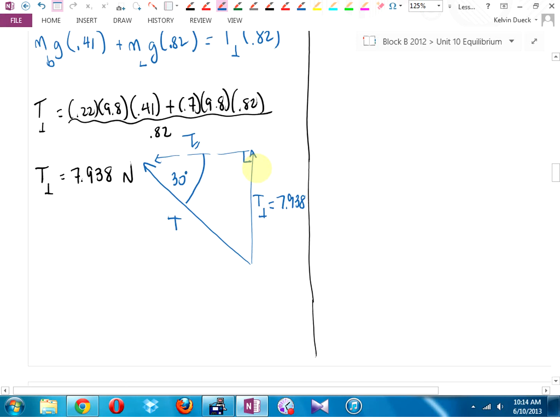Which trig function will I use to find tension if I know tension perpendicular? Well, tension perpendicular, opposite, adjacent, or hypotenuse. Tension, hypotenuse, that's adjacent. Which trig function? Sine. So we end up with the sine of 30 equals 7.938 over tension. Yes? How do I get the T by itself, tension by itself?